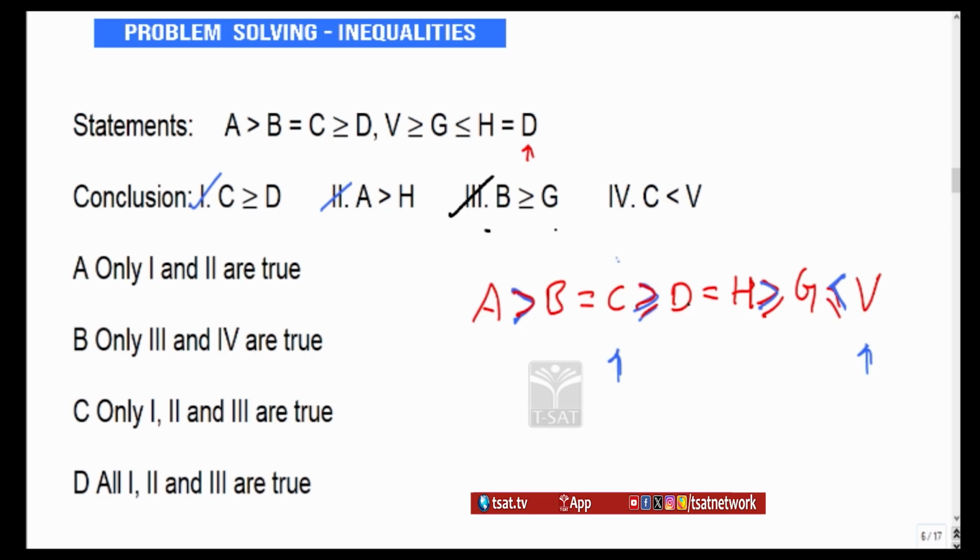When in between C and V you have two opposite signs, that is greater than and less than, obviously, whenever you see both the symbols, this particular conclusion becomes wrong. So our answer will be conclusion 1, 2 and 3. So our answer is option C, that is only 1, 2 and 3 are true.